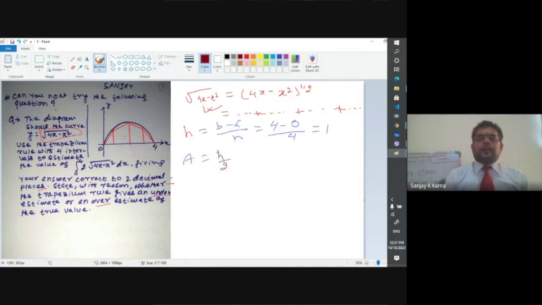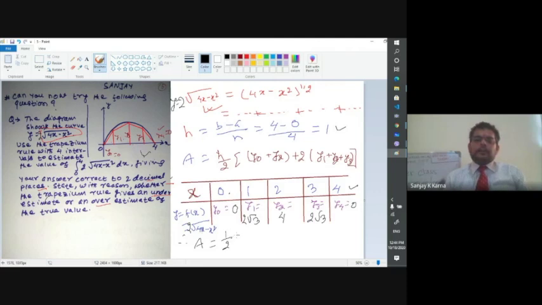The area will be given by the formula h by 2, and then you can call the lengths y0, y1, y2, y3 and y4. y0 is 0, and y4 in this case is 0 again. Using the trapezium rule, inside the bracket it is y0 plus y4, that is 0 plus 0, and then plus 2 times the rest of the values: y1 is 2 root 3, y2 is 4, and y3 is again 2 root 3.